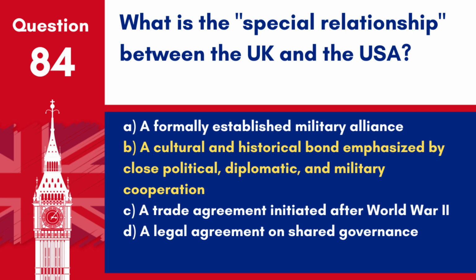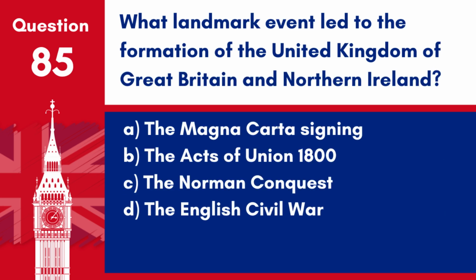The term special relationship describes the exceptionally close political, diplomatic, cultural, economic, military, and historical relations between the two nations. Question 85. What landmark event led to the formation of the United Kingdom of Great Britain and Northern Ireland? A. The Magna Carta signing. B. The Acts of Union 1800. C. The Norman Conquest. D. The English Civil War. Answer: B. The Acts of Union 1800.